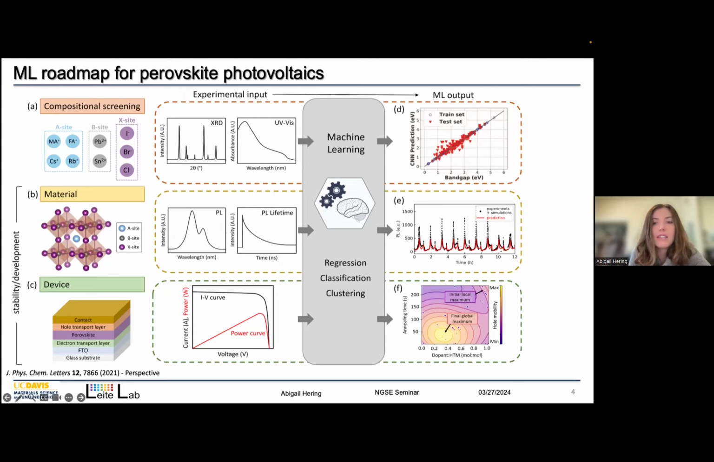And then finally, at the full device level, the fabrication, processing, thickness, or properties of each of the different layers of the full device can be optimized with machine learning. Some figures of merit, such as IV or power curves, can be optimized. And then in this last example, this is the hole transport layer, and the hole mobility is optimized based on dopant levels and annealing time. So this is just an overview of some literature examples applied at each step of the perovskite development process.